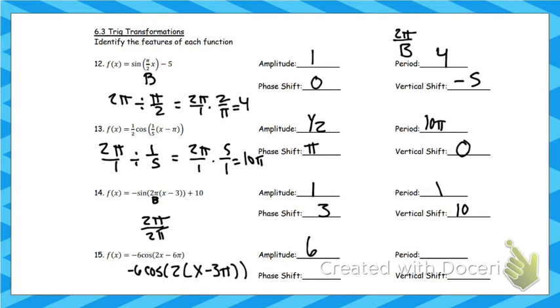So my amplitude is 6. My phase shift is 3 pi. The period is 2 pi divided by b, so 2 pi divided by 2, and the vertical shift is 0. It's not listed as a characteristic, but if you want to make a note, 14 and 15 both have reflections.